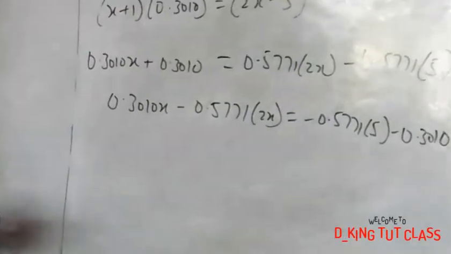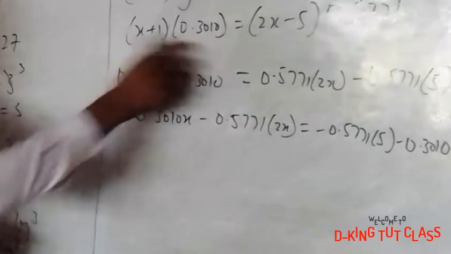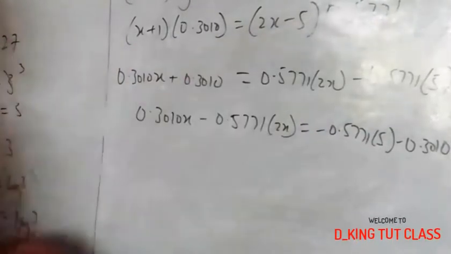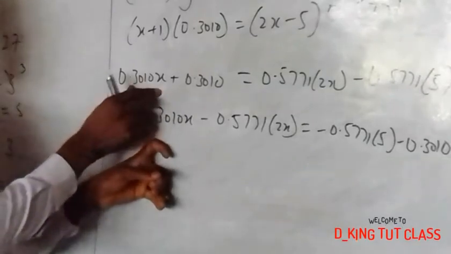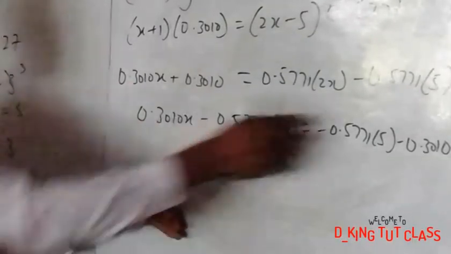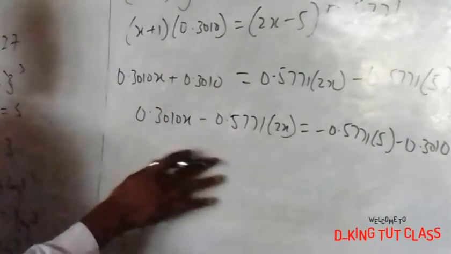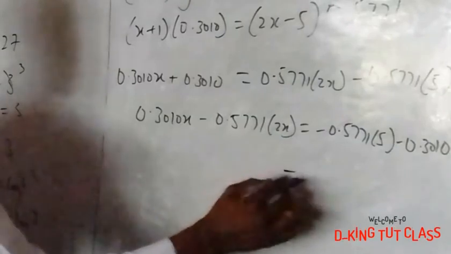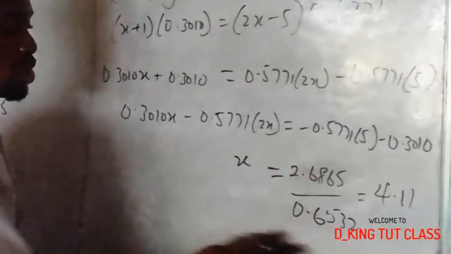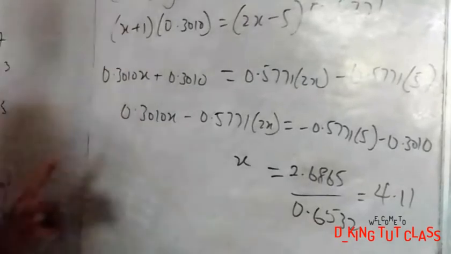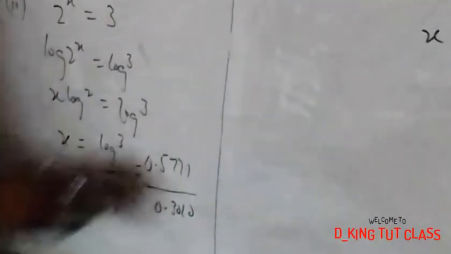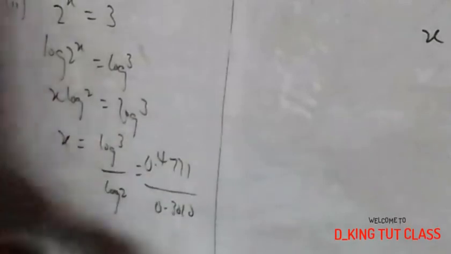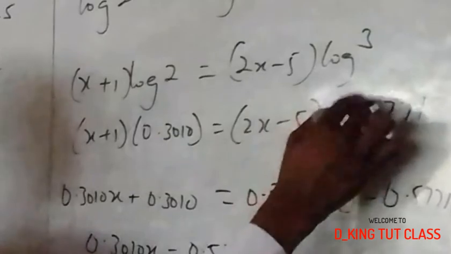Okay, now from this point I add the 0.3010x multiplying this. I add all this by multiplying with this. How I got it, I just collected like terms by saying leave this here, bring this to this side, it becomes minus. Leave minus this here, bring this here to become minus. On solving, I'm going to have the solution of this as 2.6865 over 0.6532. Now note, for log 3, it is 0.4771 as I wrote before. So kindly correct that.